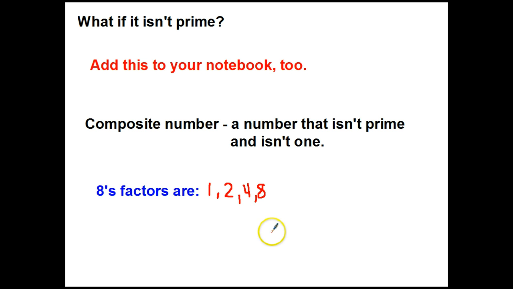We know 3 times 2 is 6 and 3 times 3 is 9, so 3 is not a factor of 8. That brings us back to 4. So the factors of 8 are 1, 2, 4, and 8. That makes 8 a composite number. If you haven't already paused the video to write this down, do that right now.